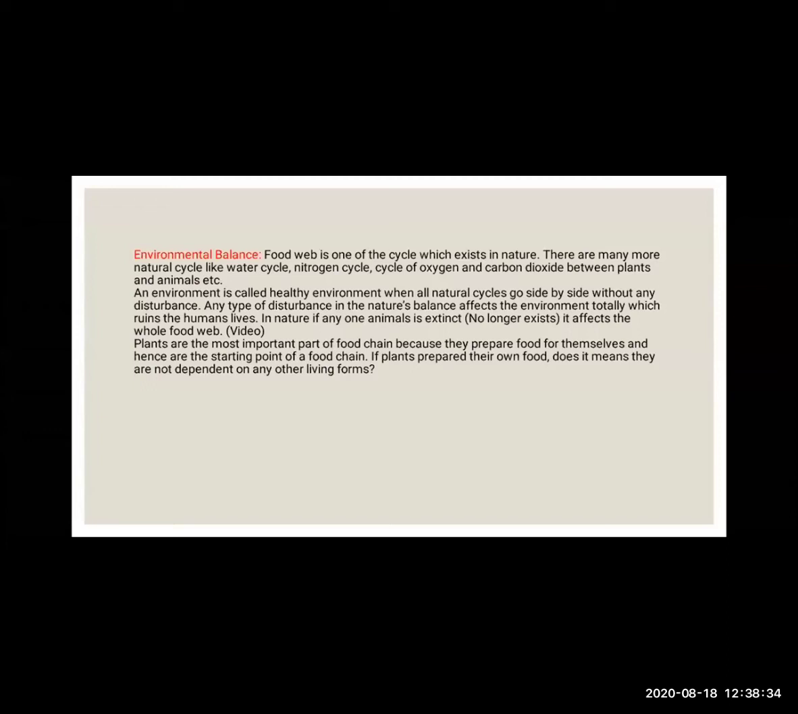In nature, if any one animal is extinct, means कम होना, no longer exists, जैसे कि डायनासोर्स, they are no longer there nowadays. Dinosaurs are not there. Okay, it affects the whole food web. अभी कोई फूड वेब में डायनासोर को खाता होगा, खाते ना एक दूसरे को, डायनासोर ने खा लिया, ऐसे ही खत्म हो गए ना वो लोग. Same like that. अगर मुझे चिकन नहीं मिला, चिकन ही नहीं है पूरी दुनिया में, no chicken is there, then what I will eat, some of the other things.